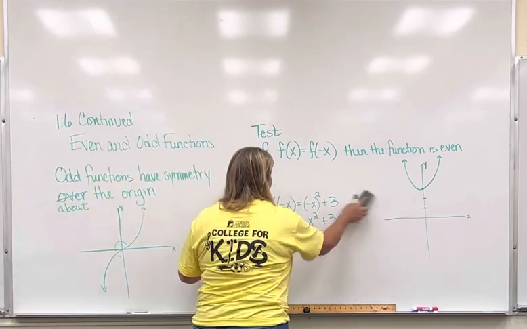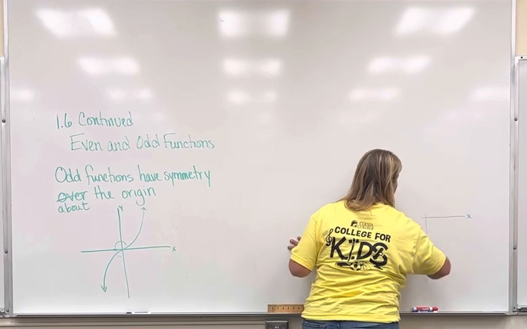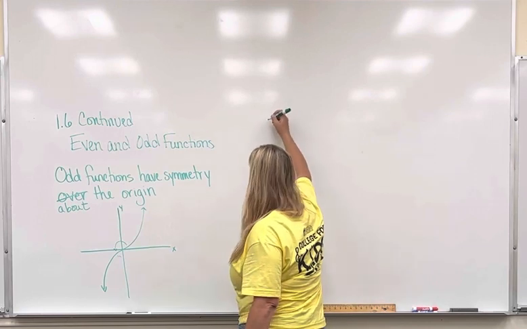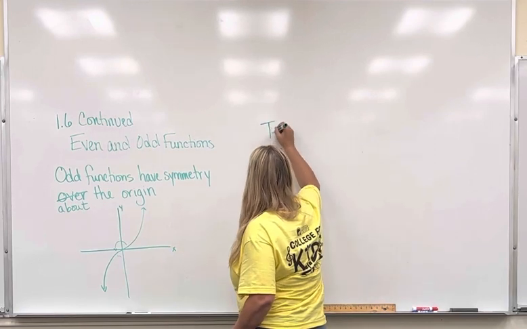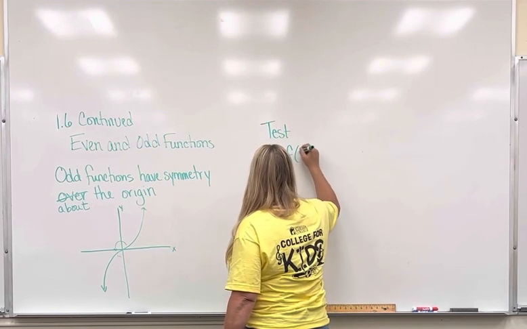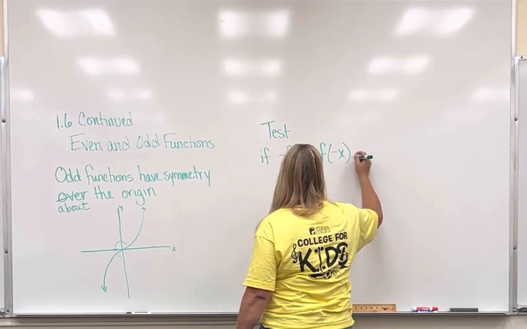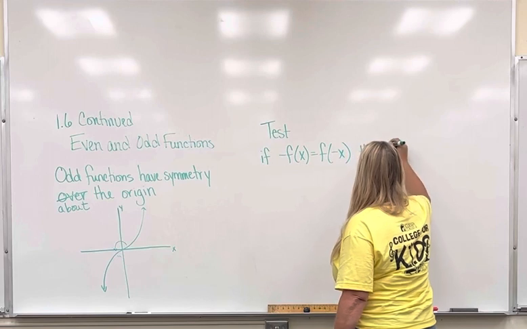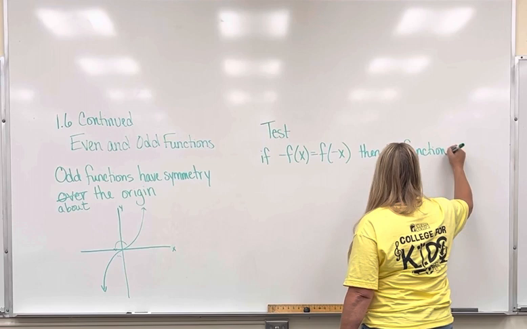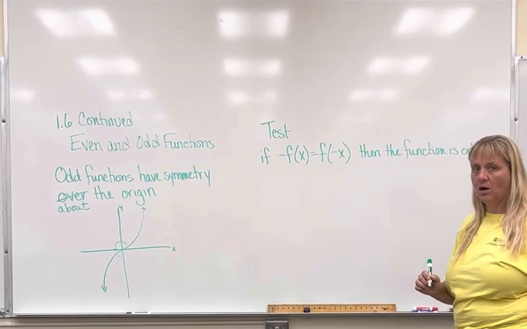So let's look at one here. What the test is, I'm sorry. So the test here looks like this. If negative f of x equals f of negative x, then the function is odd. Okay, then the function is odd.